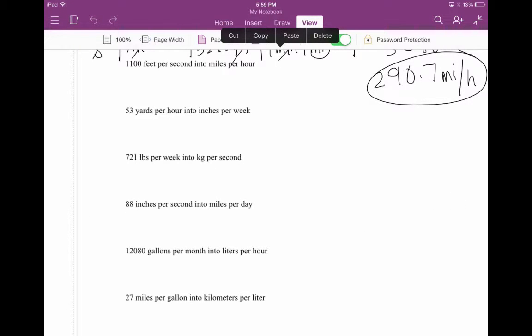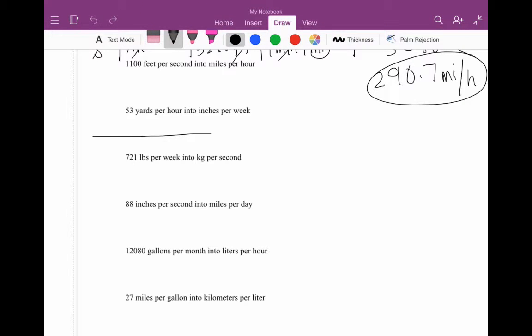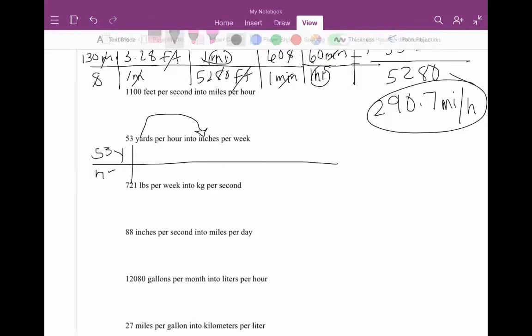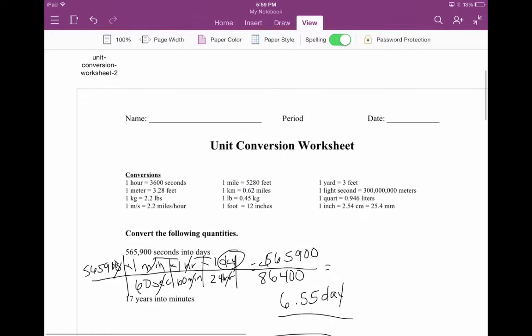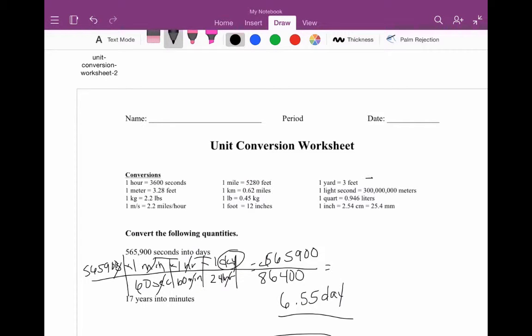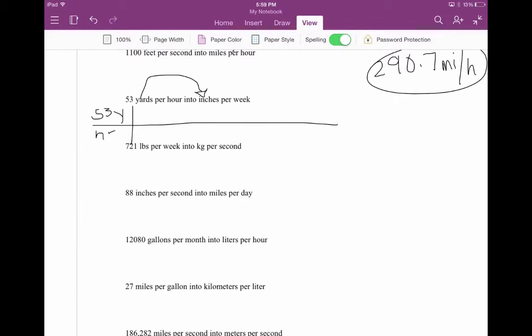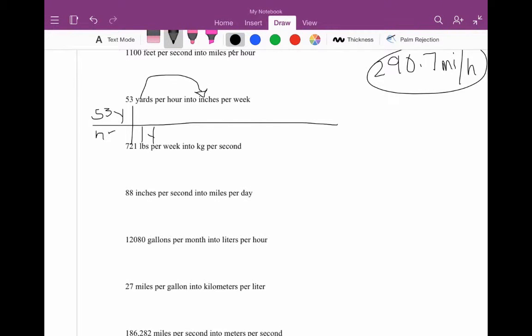All right, we're going to do another one. I'm going to try this one. We have 53 yards per hour into inches per week. So we put our 53 yards per hour. First, we're going to go from yards to inches. If we look at our conversion factors up here, we see that 1 yard is equal to 3 feet right here. Going back down, we have 1 yard on the bottom equal to 3 feet.